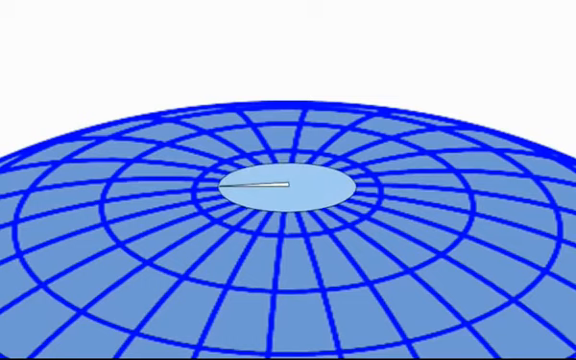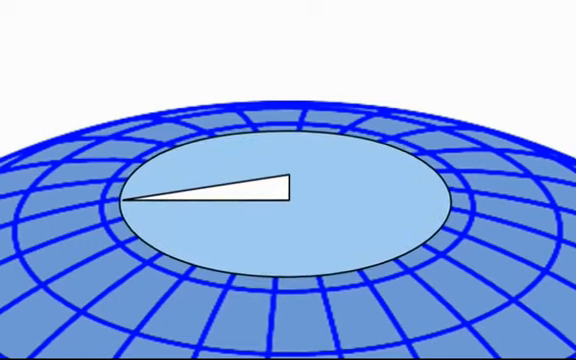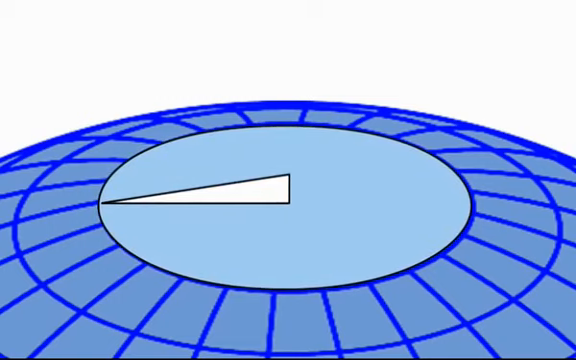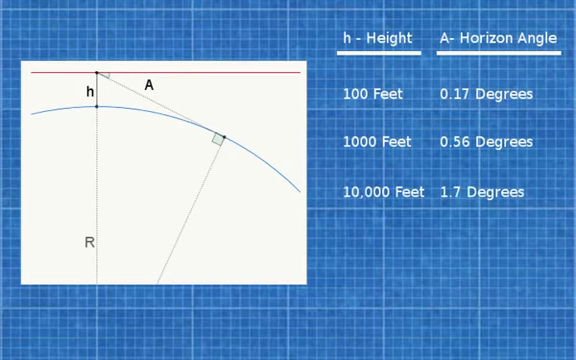As you rise to a higher elevation, the horizon gets farther and farther away. So our viewing angle down to the horizon gets only slightly larger and stays very low. With simple geometry, you can calculate this angle, called the horizon dip angle. At 100 feet high, it is only 0.17 degrees. At 1,000 feet, it's still only 0.56 degrees. At 10,000 feet, 1.7 degrees. And even at airliner altitudes of 40,000 feet, the angle is a mere 3.5 degrees.